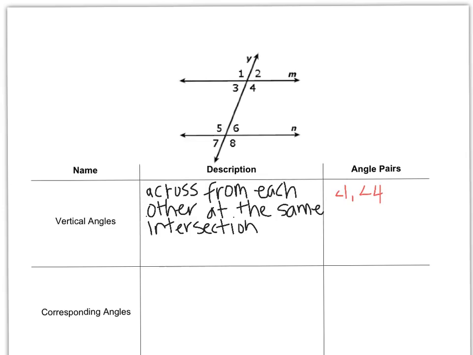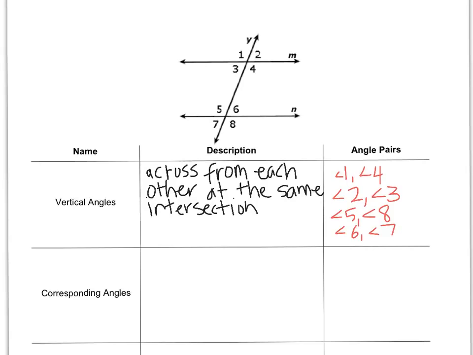Another angle pair is going to be at that same intersection, angles 2 and 3. And then when we go down to the other intersection, we have angles 5 and 8, and angles 6 and 7. So we have 4 angle pairs that we would call vertical angles. The cool thing about this is if we know the measurement of angle 1, then we can figure out the measurement of angle 4 because these special pairs are congruent, and congruent means equal measure. If I know the measurement of angle 7, I can use my knowledge of vertical angles to find the measure of angle 6 because it's going to be the same measurement.